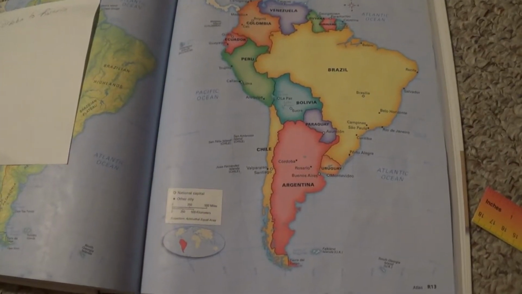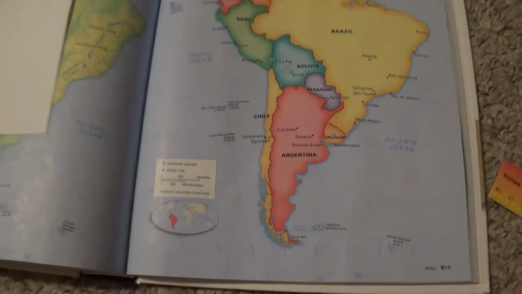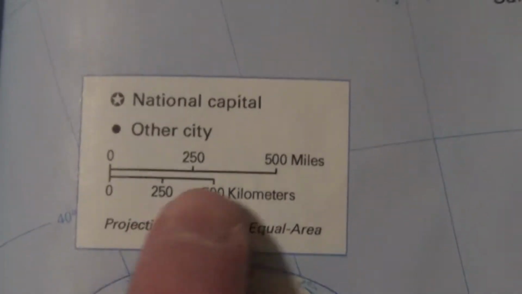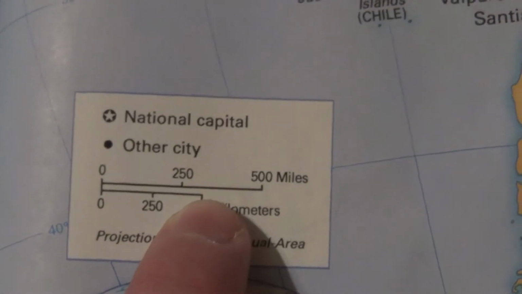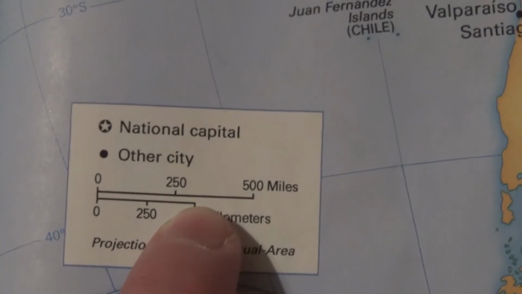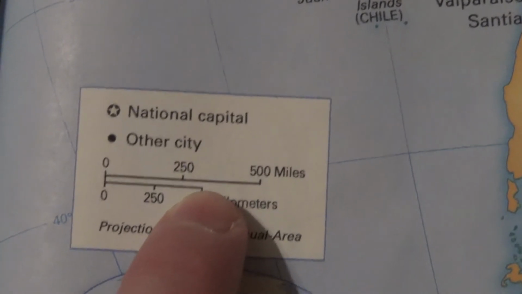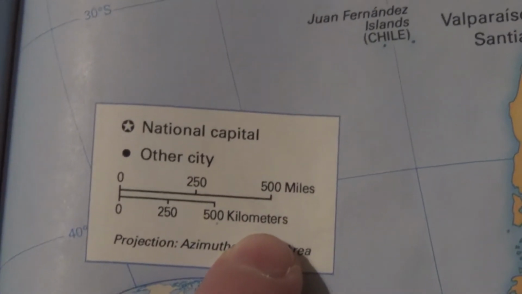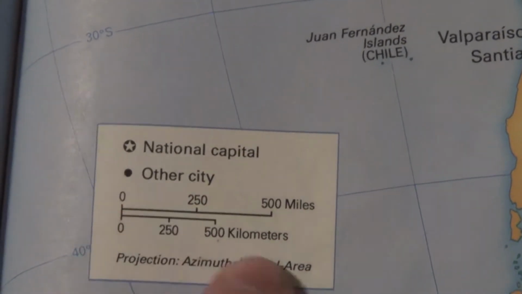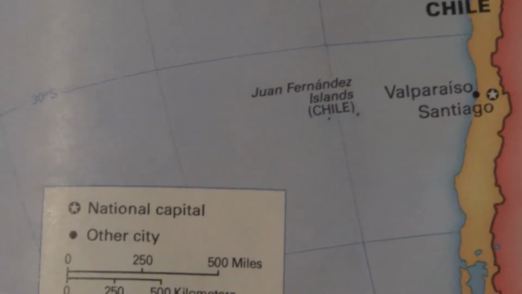We are going to talk about scale today, and a scale is like right there that I'm showing you. It is going to allow you to see the distance between two areas. Scales are going to have miles or kilometers on it, but we are going to use miles. This scale goes from 0 to 500 miles.